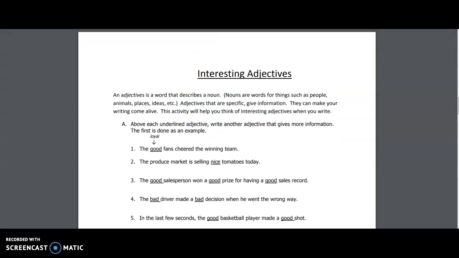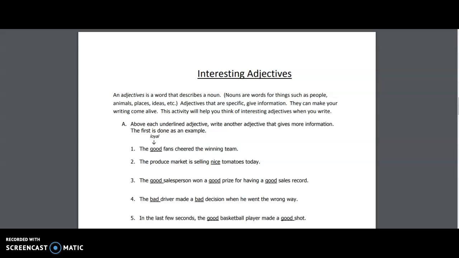All right, in the next portion of this practice, we're going to be talking about adjectives. An adjective is a word that describes a noun. Nouns are words for things such as people, animals, places, ideas. Adjectives that are specific give information. They can make your writing come alive. This activity will help you think of interesting adjectives when you write.